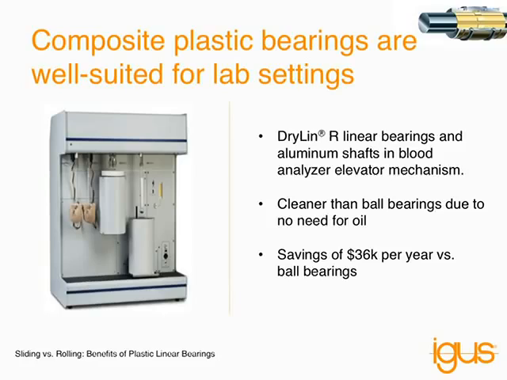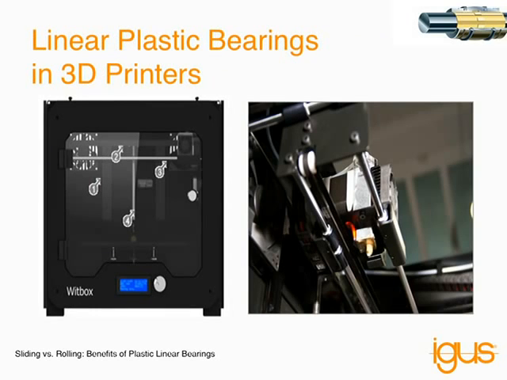lab environment clean. Here's an application on a blood analyzer on the elevator mechanism that we replaced ball bearings primarily due to the fact that there was no need for oil. Not only did they use plastic bearings, but they also coupled that with aluminum shafting, which is again the best mating surface for plastic sliding parts. The upfront cost savings to the customer was $36,000 per year versus the price of bearings. So not only were they offering a technical advantage, there was a price advantage as well, which is what is Igus's mission.